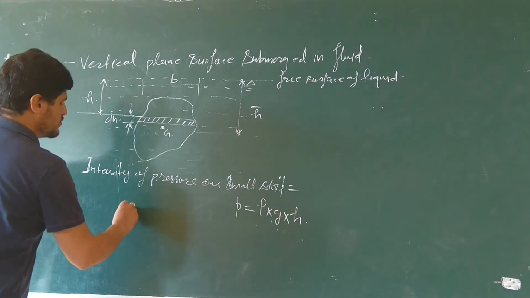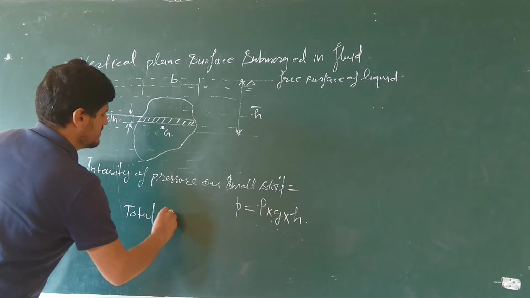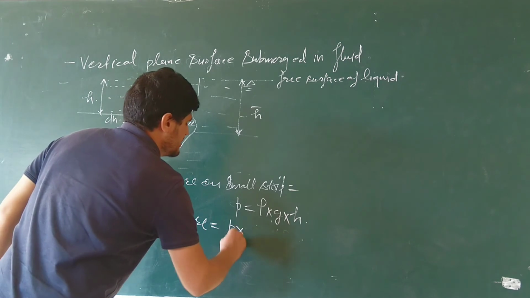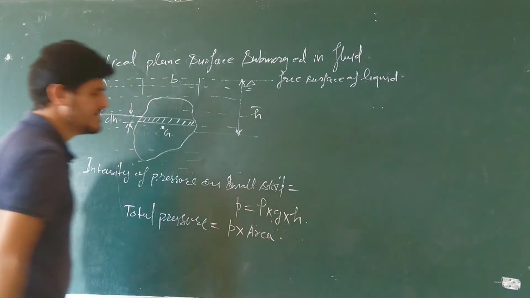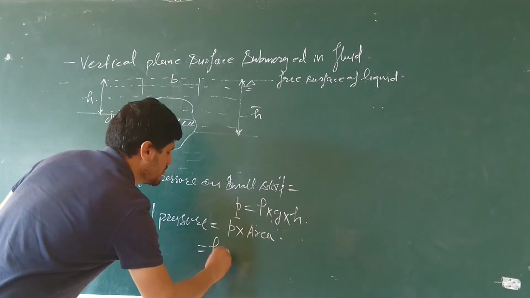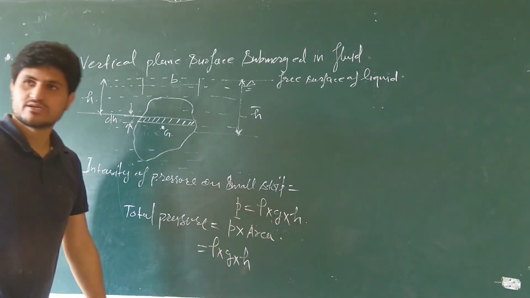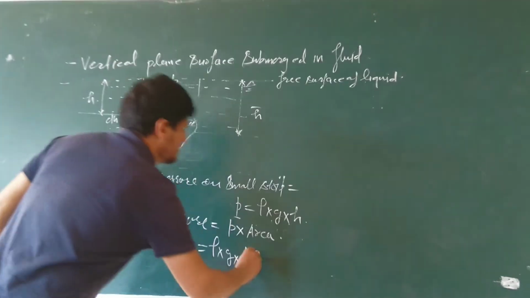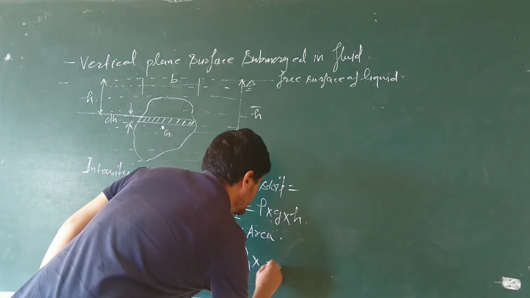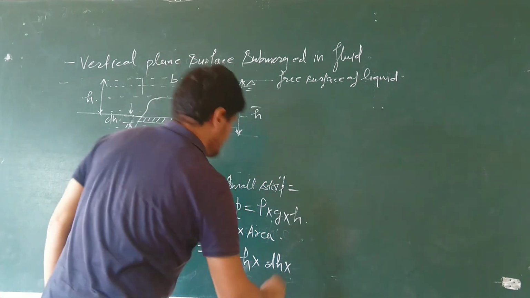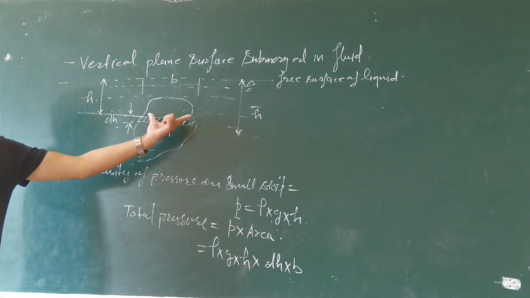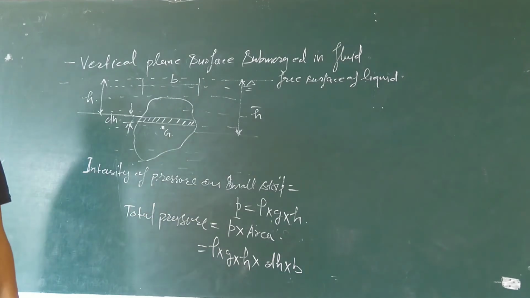Let us take it as total pressure. Total pressure will be equal to pressure into area, right? So pressure into area. Now what is your pressure? Pressure is your rho into g into h. What will be the area of this small strip? It will be equal to dH into d, right? dH into d, that will be the area of this small strip.